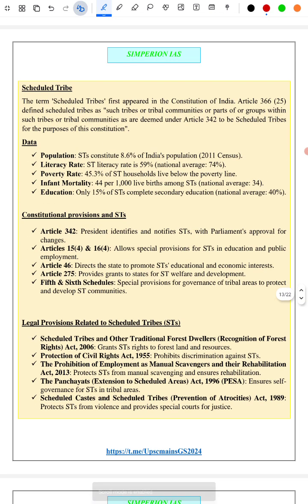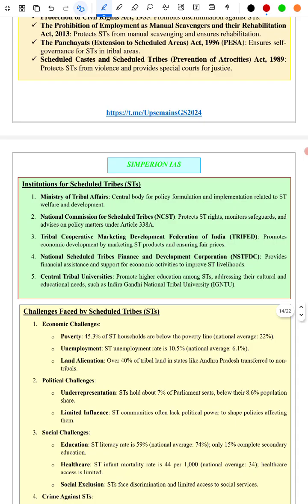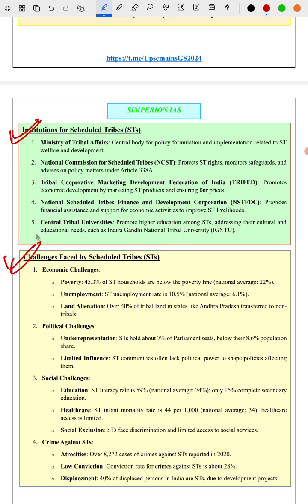Next, we'll discuss the topic of scheduled tribes. We have covered a definition of scheduled tribes. We are given data related to the scheduled tribes, constitutional provisions related to the STs, and legal provisions related to STs. We have followed a similar pattern: data, constitutional provisions, legal provisions, institutions for the welfare of scheduled tribes. And next, we have covered the challenges faced by the scheduled tribes. Again the same: economic challenges, political, social, and crime against STs.